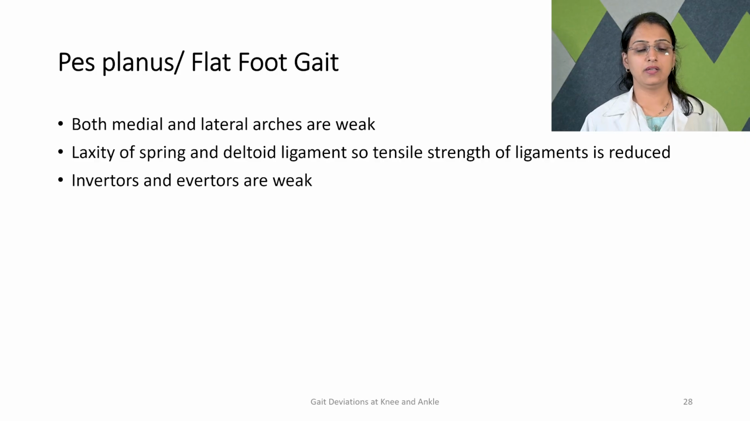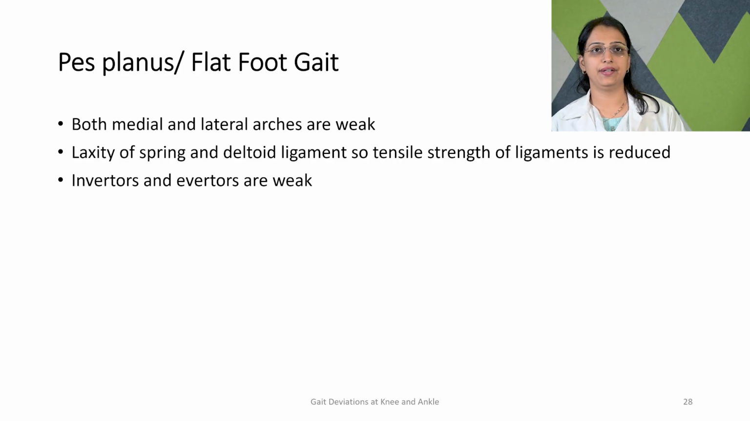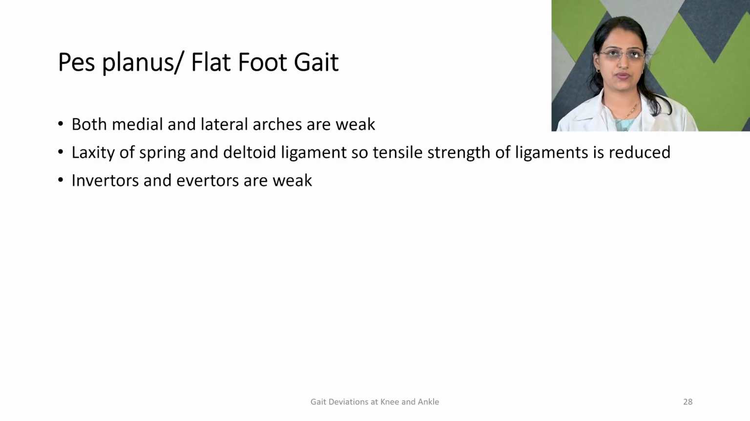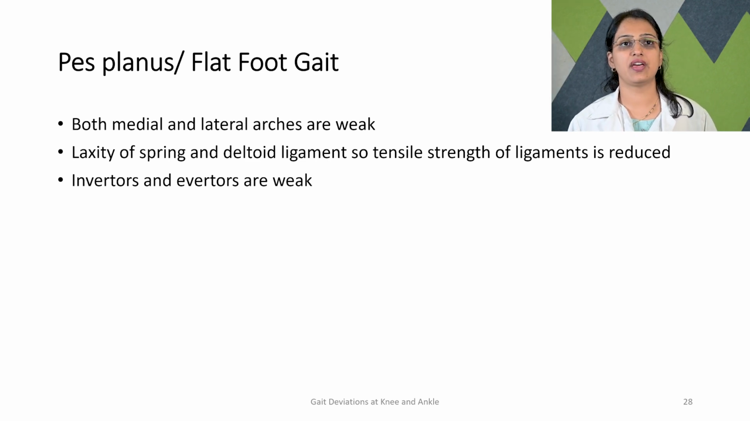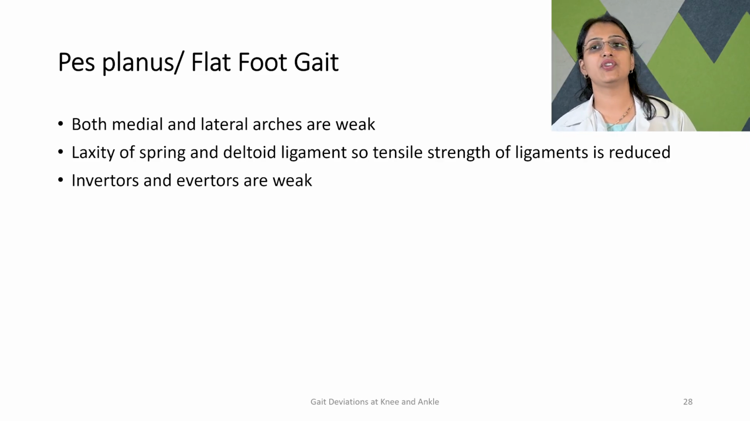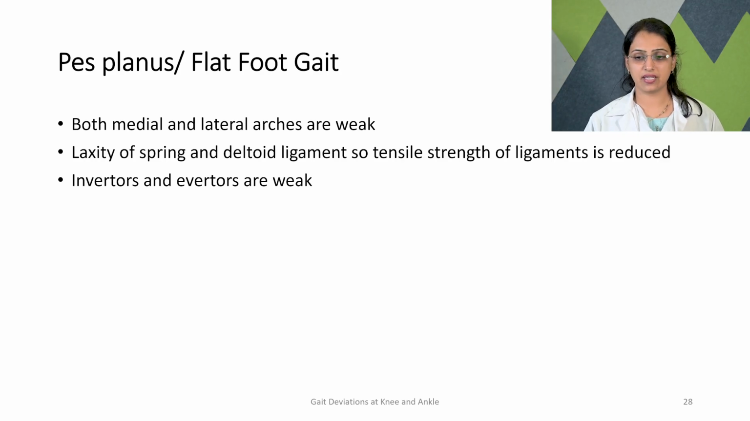Okay. Now, the flat foot gait, also called pes planus. So here, both medial as well as lateral arches are weak, and there will be a laxity of spring and deltoid ligament. So the tensile strength of the ligament is reduced. Both inverters and everters are weak.